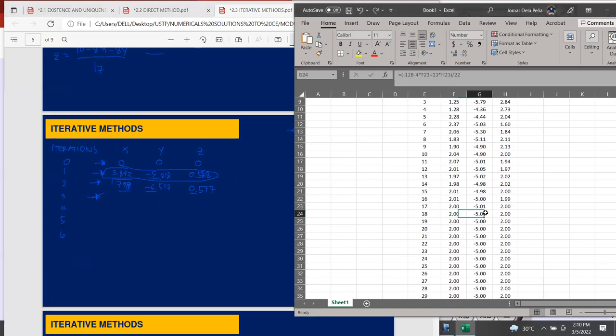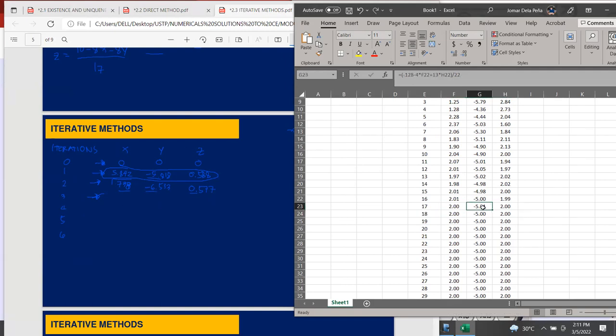18. This one, the changes are 5.01. Pwede na po, nag-converge na sila. May changes lang. Ay, 19 iteration, sir? Oh, 19. Pwede na po sa 18. Converged na. Sa 18, hindi pa kayo makaka-check na nag-converge na siya.